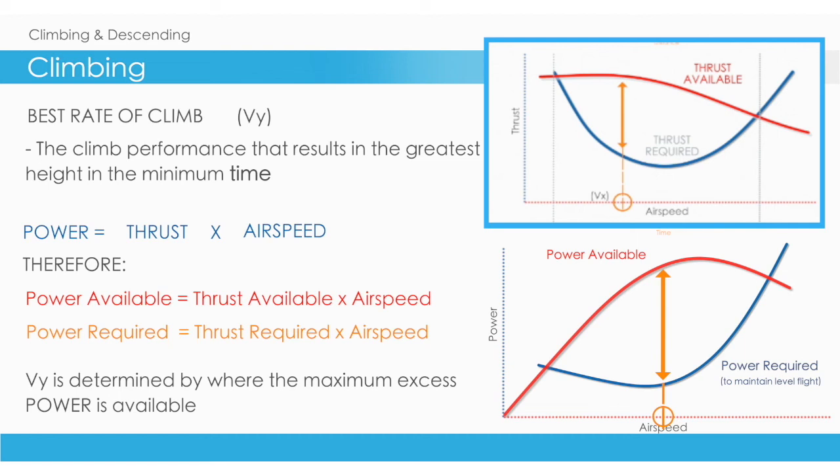Power, on the other hand, is force times airspeed. So at zero airspeed there is little power. This is on the left side of the graph. As airspeed increases, so does the power, until the point when it is unable to produce as much force for the higher airspeed. That's where the red line starts to drop.